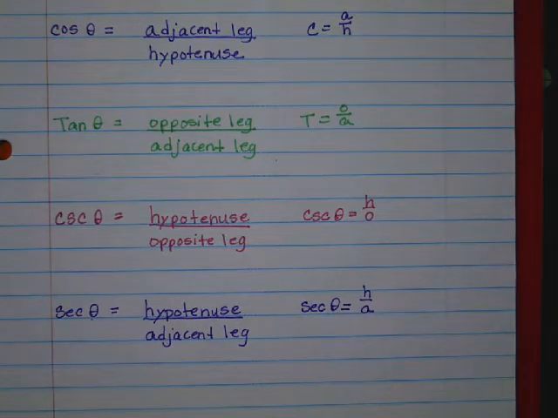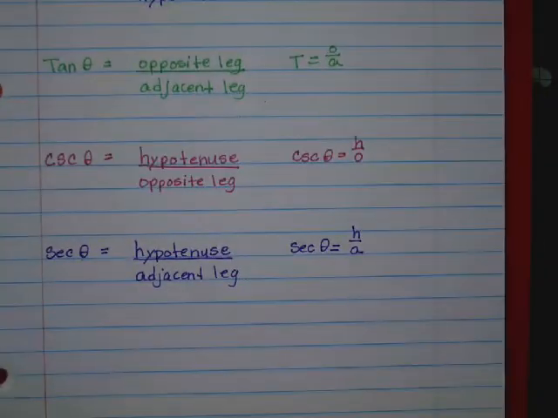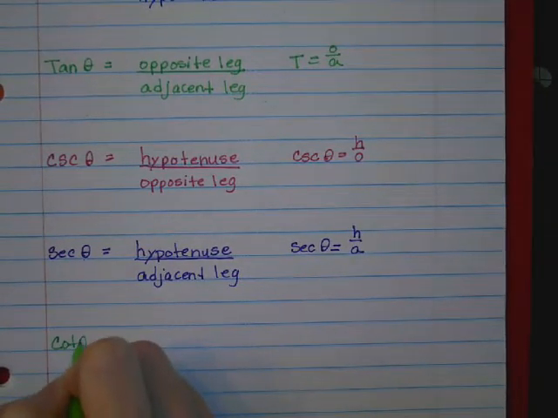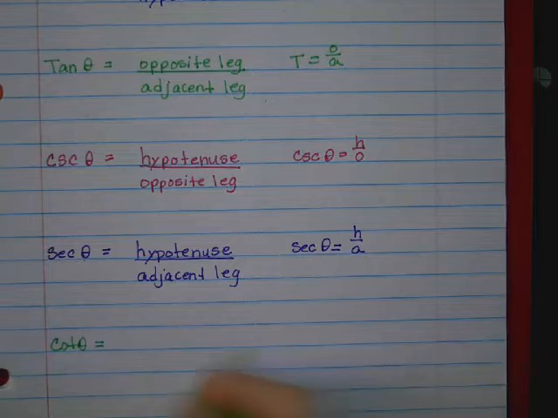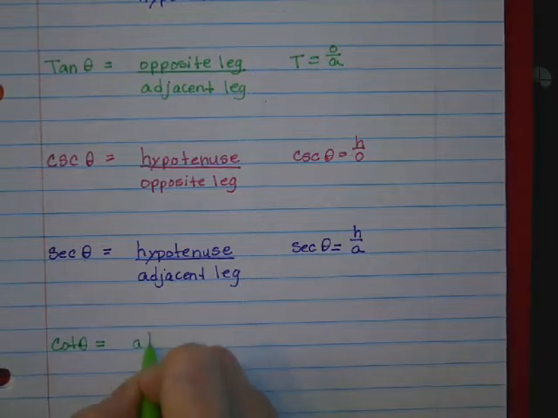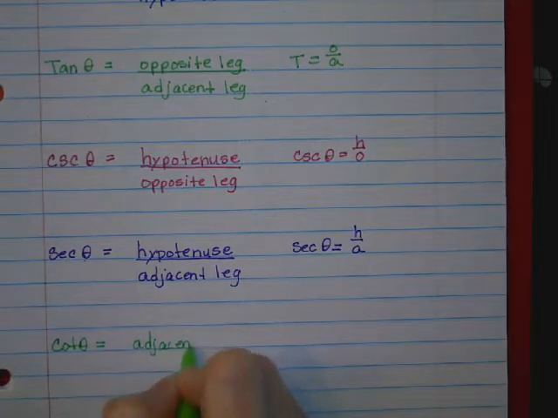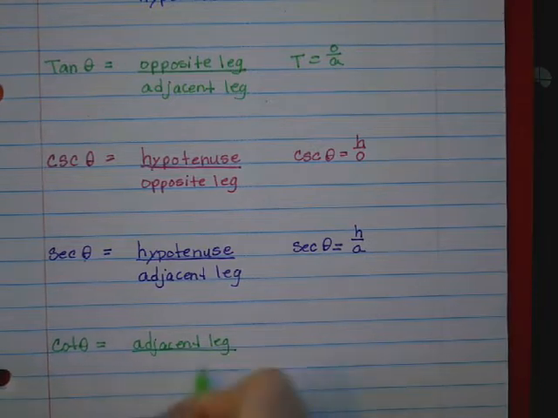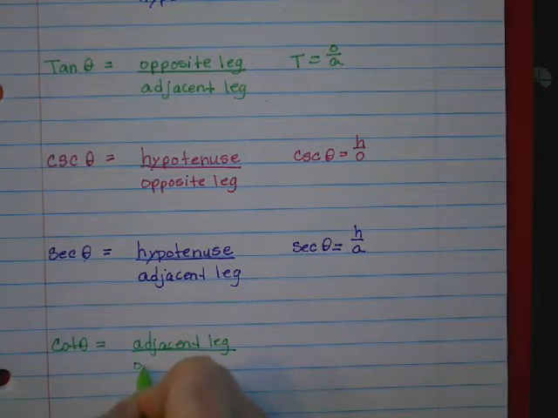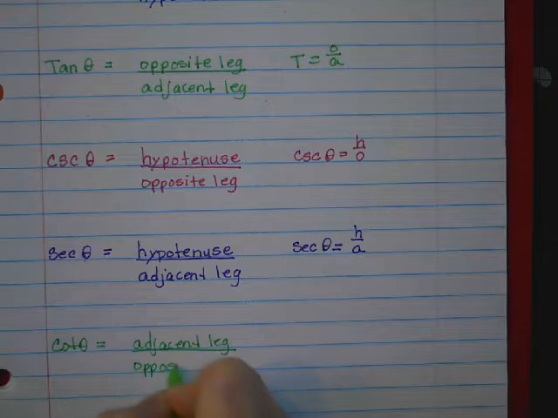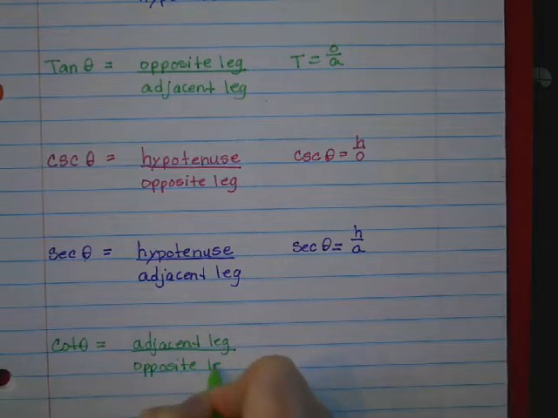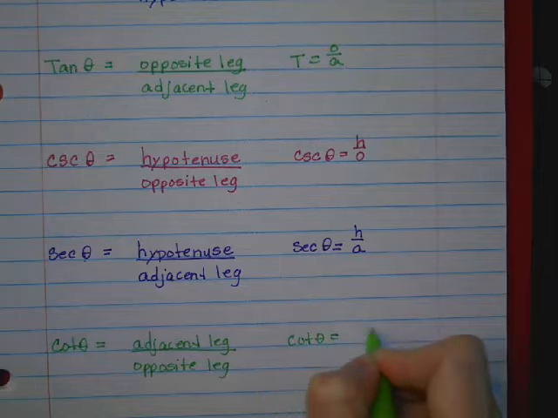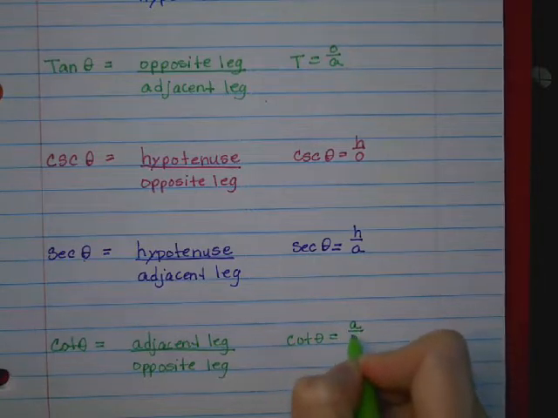And then we're going to move to the final one, which would be our cotan. It's going to be reciprocal of your tangent. So that would be your adjacent leg over your opposite leg. So the cotan is A over O.